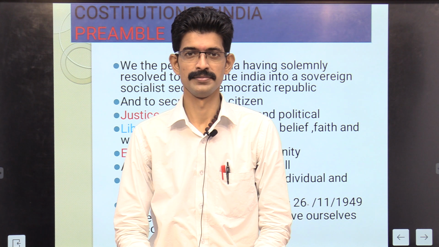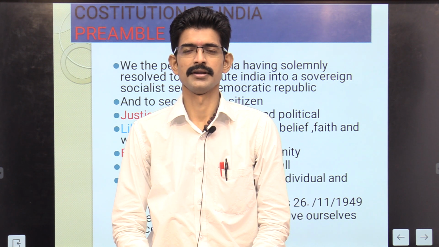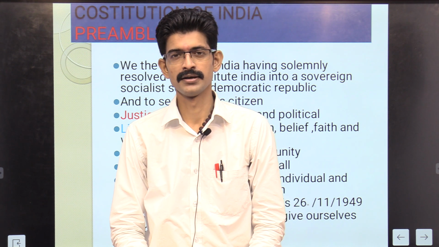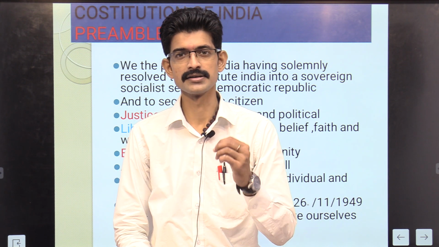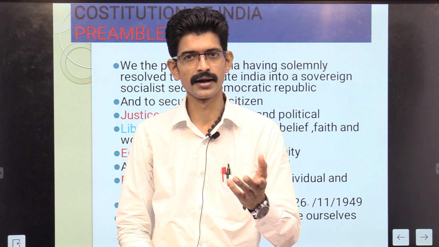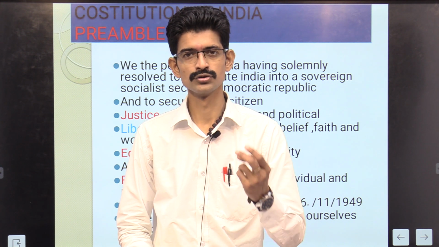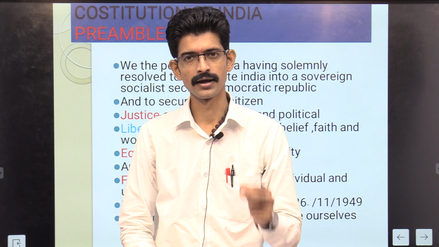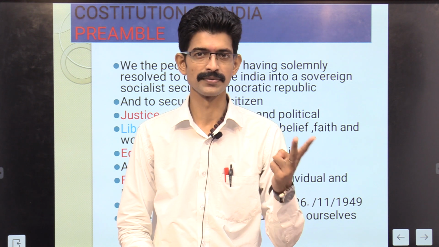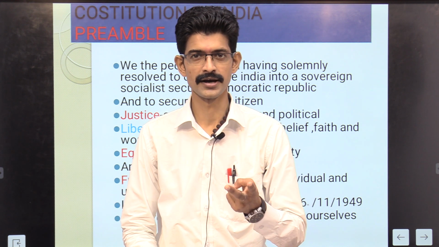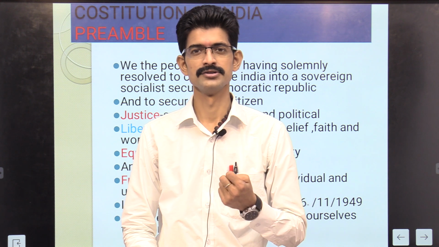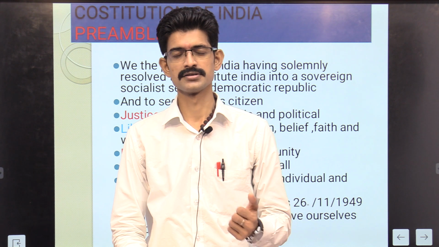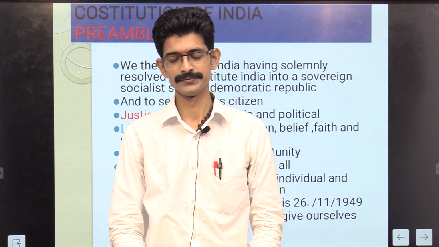Then we will look into the basic features of the preamble, that is sovereign, socialist, secular, democratic republic, and these are the key words that are inserted in the preamble and that carry the value itself. So paper 2 is important for polity and governance and also important for GS paper 4, that is ethics, which has values of equality, justice, liberty, fraternity, sovereignty, secularism and so on.